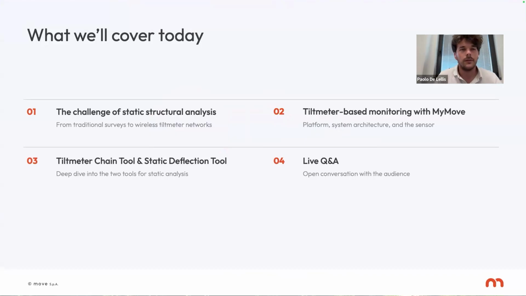What we cover today: our goal is to give you an idea of our solutions, focused on our system, which you can divide into different parts. One is the hardware part, but of course we also have the software part that you can use to understand and analyze the different structures that you have. But our webinar today is focused on using the tiltmeters and the tool created with the tiltmeters.